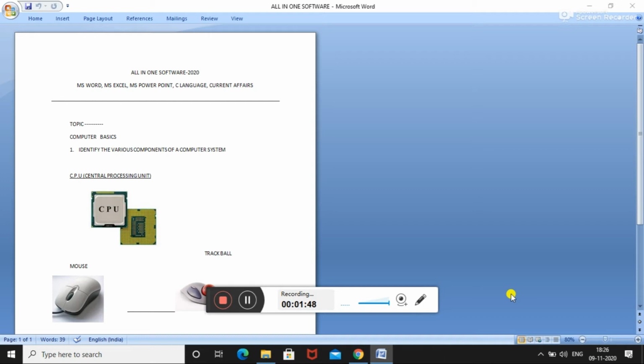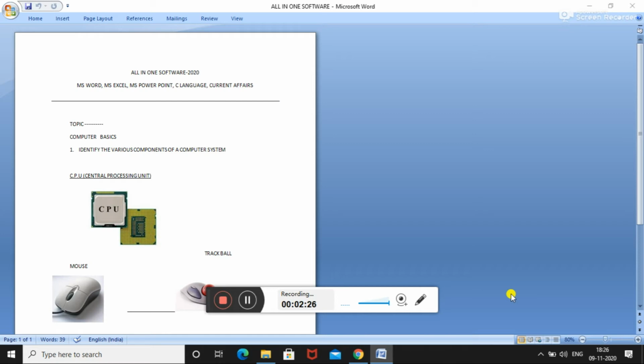What is ALU? ALU means arithmetic logic unit. This unit consists of two subsections, namely first one, arithmetic section, second one, logic section. What is arithmetic section? The function of the arithmetic section is to perform arithmetic operations like addition, subtraction, multiplication, division. All complex operations are done by making repeated use of the above operations. Second one, logic section. What is logic section? The function of the logic section is to perform logic operations such as comparing, selecting, matching and merging of data.